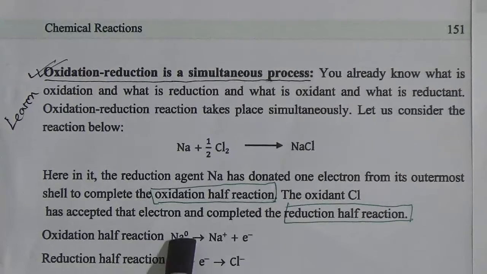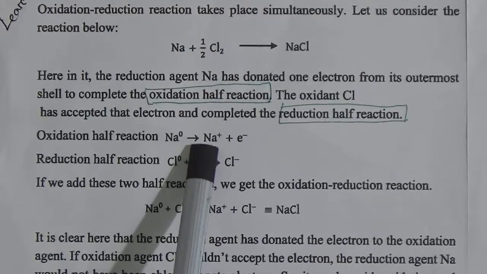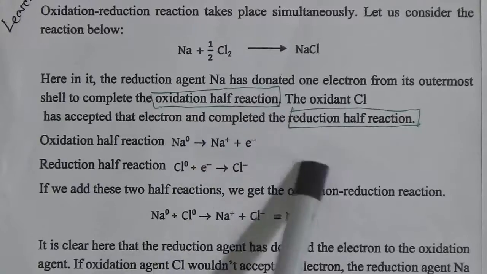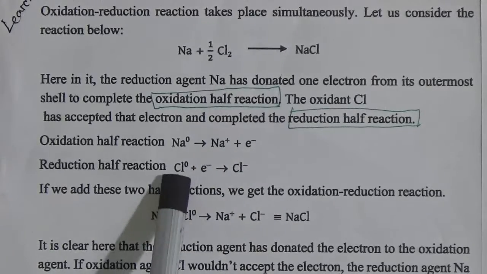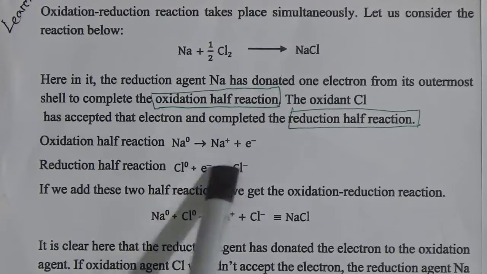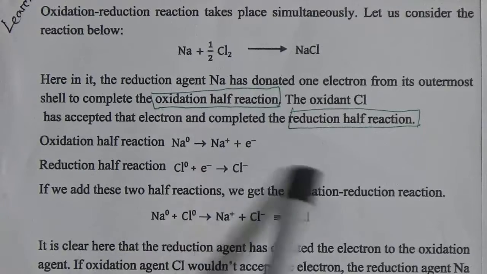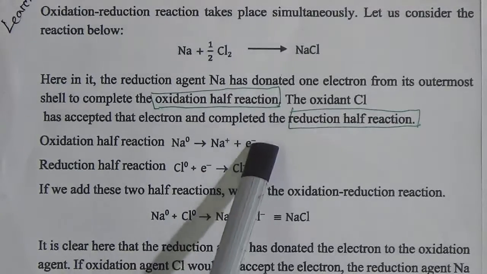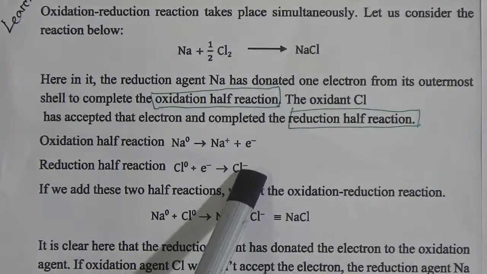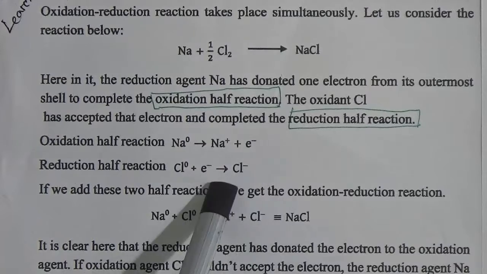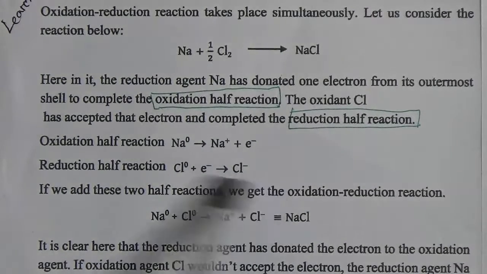The oxidation half reaction is sodium. In the previous phase its oxidation number was 0, but when it donates the electron, its oxidation number becomes positive, +1. And in the reduction half reaction, chlorine was 0, but it has taken the electron from the sodium and it becomes chloride, with a negative sign, or its oxidation number becomes -1.